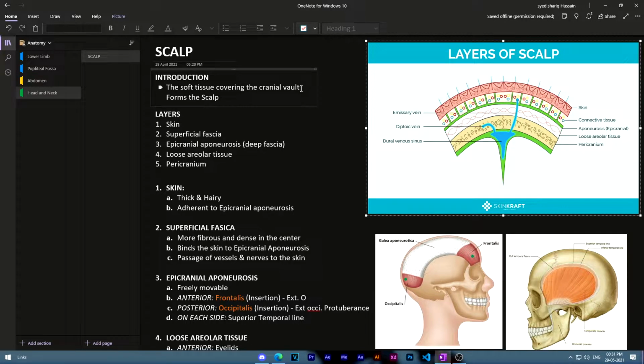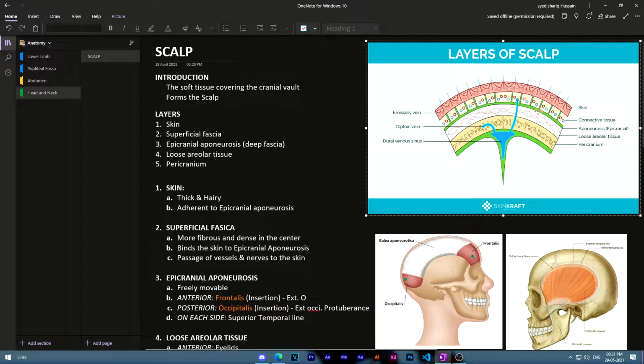Hello everyone. In today's video we're going to be studying about the scalp and all of its major layers. So let's start with the basic definition of scalp. It is the soft tissue covering the cranial vault, also known as the skull. So this one right here, the scalp covers the skull or the cranial vault, and it has a few layers. These are given in here diagrammatically, so I'm gonna take their names.